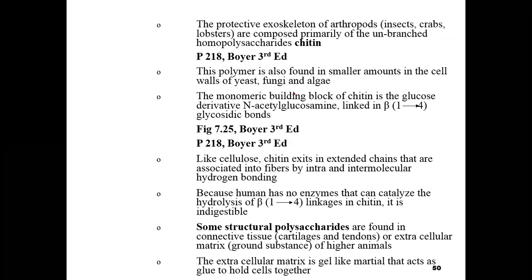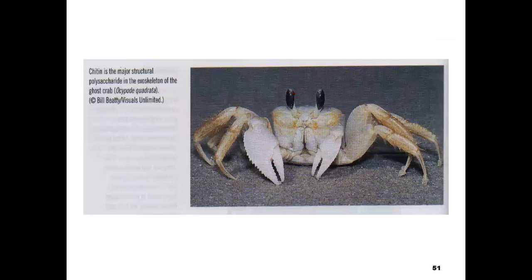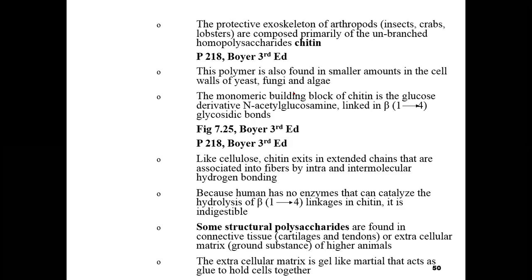The protective exoskeleton of the arthropods, insects, crabs, etc., is made up of the chitin. This animal is the crab. It contains the chitin. This polymer is also found in smaller amounts in the cell wall of the yeast, fungi, and the algae. The monomeric building block of the chitin is the glucose derivative N-acetyl glucosamine, linked in beta 1,4 glycosidic bonds.